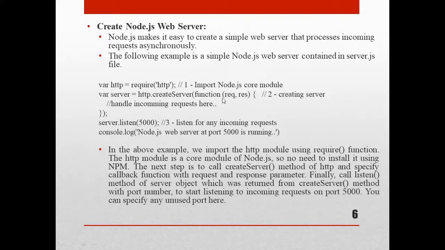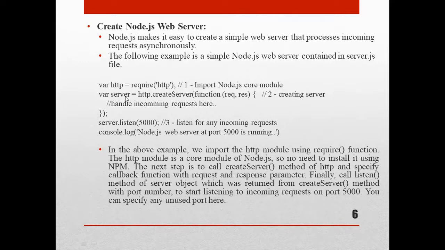Here you can see an example of a simple Node.js web server contained in a server.js file. One variable is there: var http = require('http'). As I told you in the last sessions, the require method is used for importing a Node.js core module. Here the core module is HTTP. Here we import the Node.js core module.